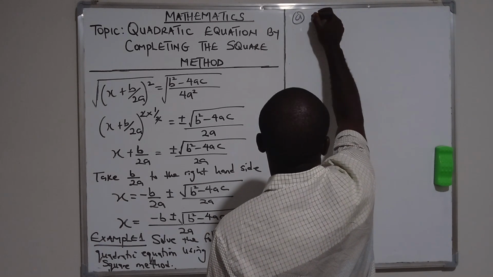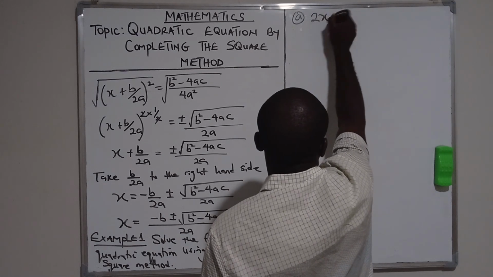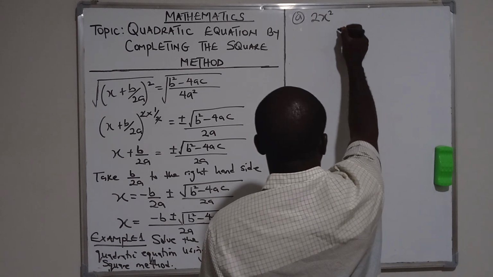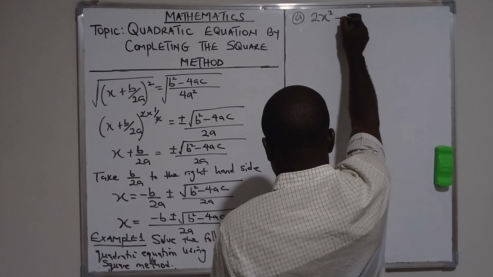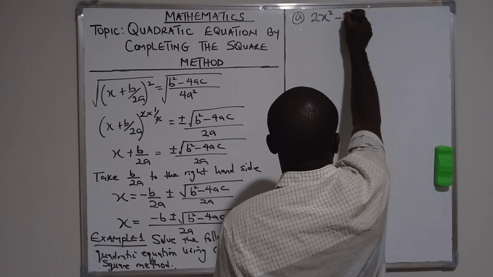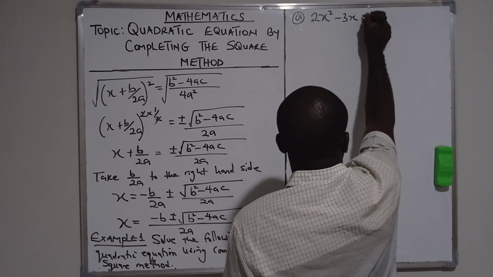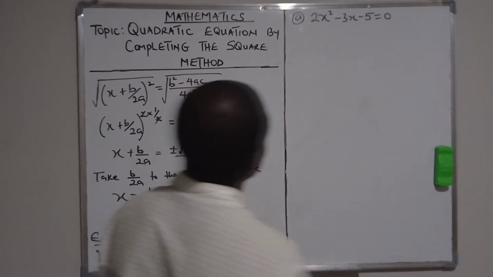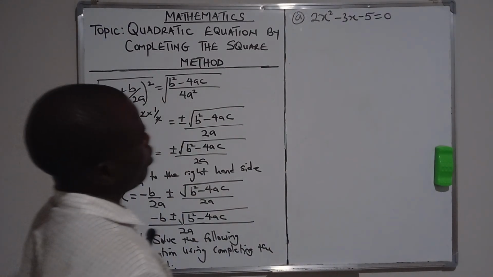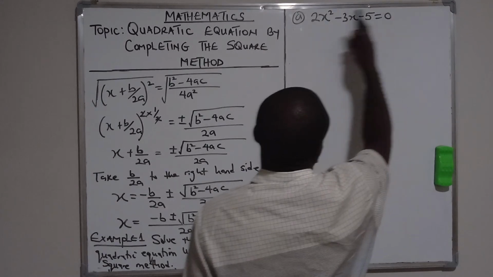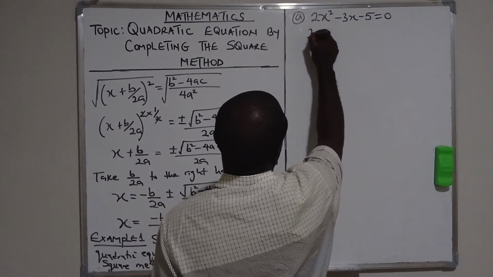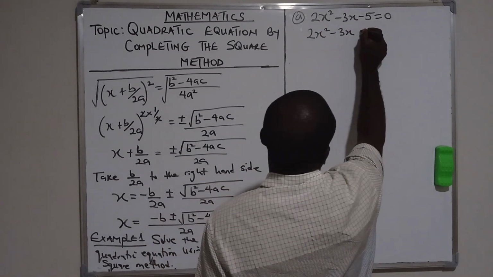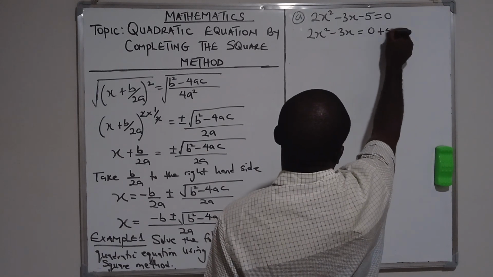Let's say 2x squared minus 3x minus 5 equals 0. Let's apply the completing the square method. The first thing to do, take the constant to the right hand side. You are having 2x squared minus 3x equal to 0 plus 5.